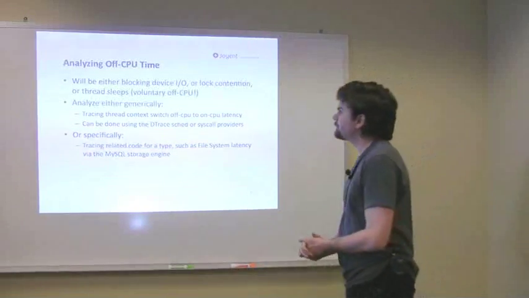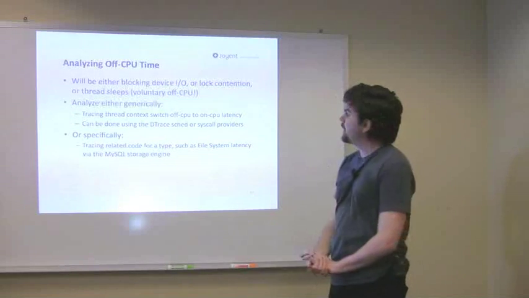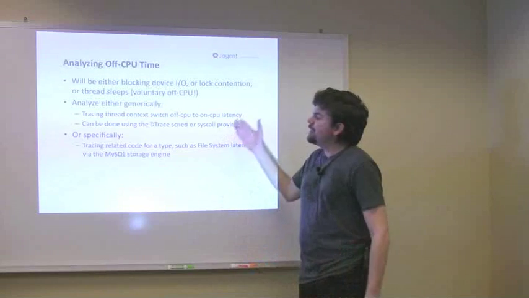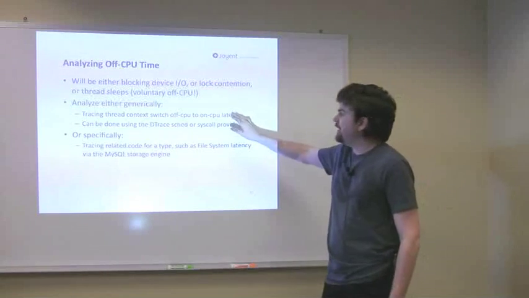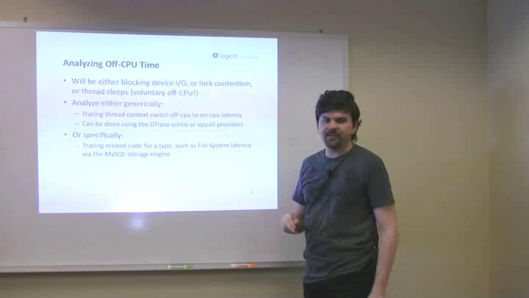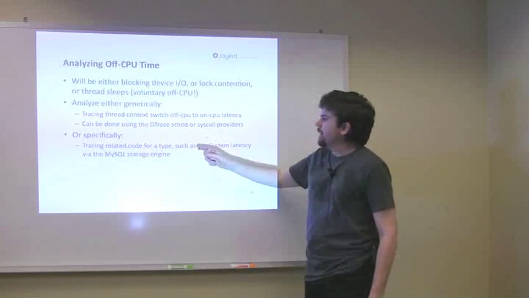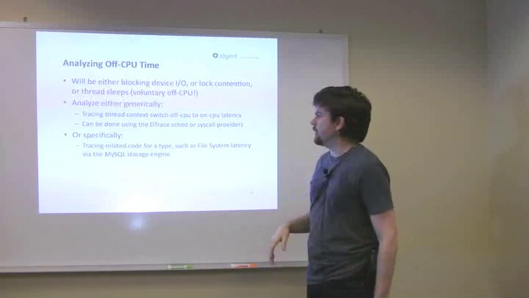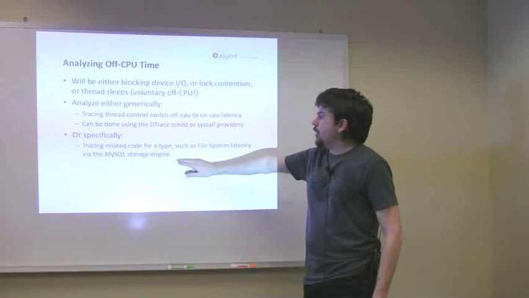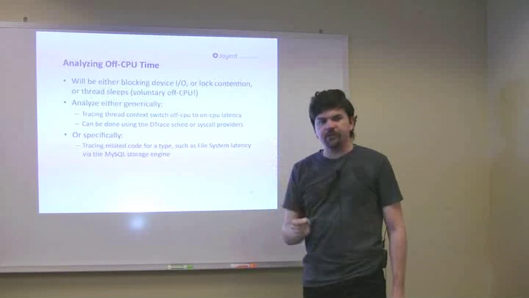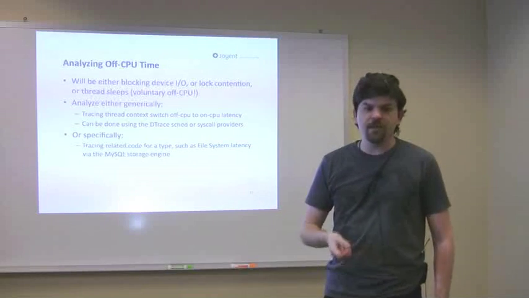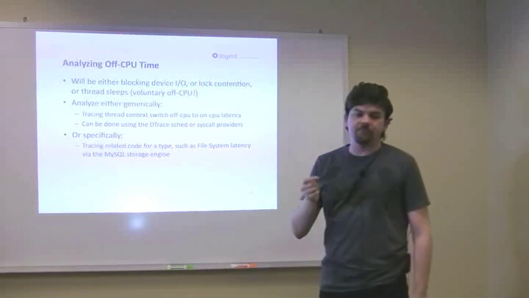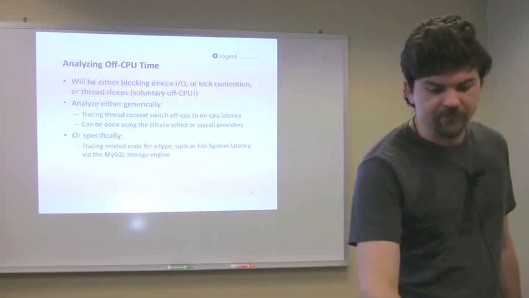Analyzing off-CPU time. So it will either be blocking on device I/O, lock contention, or thread sleeps, like if it voluntarily leaves CPU. You can analyze this generically, looking at the time off CPU by the stack trace, and I'll demo this later. I can also use the DTrace shared or syscall providers to look at off-CPU time if it's during a system call, which it often is. Or specifically, if I already know that there are functions where we're likely to go off CPU, I can DTrace them individually. For example, in InnoDB, there's the OS file read and OS file write functions.